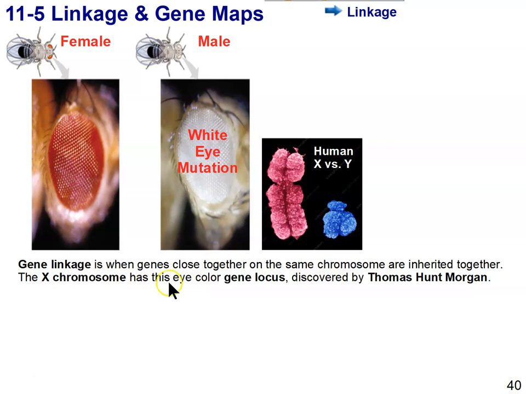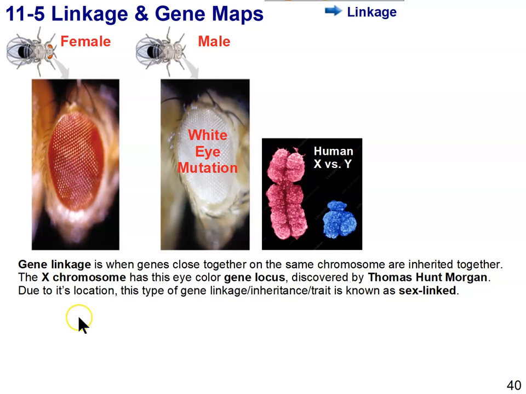So the X chromosome has this eye color gene, and that's what we refer to as a locus, a location of a gene. Once we determine the location of the gene, that's referred to as the gene locus. It's just short for location, basically. And that was discovered by Thomas Hunt Morgan, of course. Due to its location, this type of gene linkage inheritance trait is known as sex-linked. So in other words, what I'm trying to say here with all these slashes is that this is sex linkage, it's sex-linked inheritance, and it's a sex-linked trait. So you can refer to what's going on here in all those different ways.